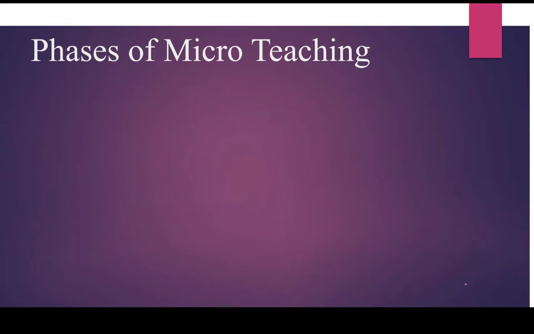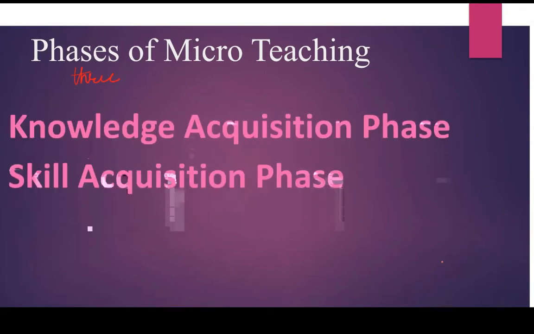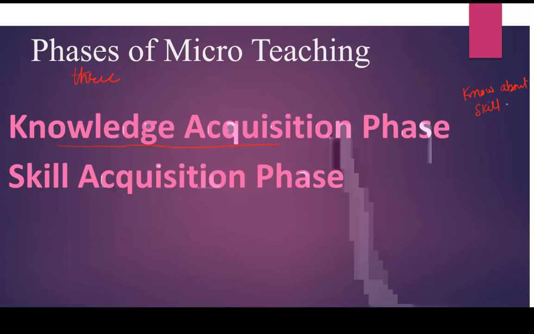In the procedure of micro teaching, it follows 3 phases. The first phase is the knowledge acquisition phase. Here we get the knowledge about the skill which we have to practice. For example, if we have to take the skill of explanation, we have to go through the theory of the skill.